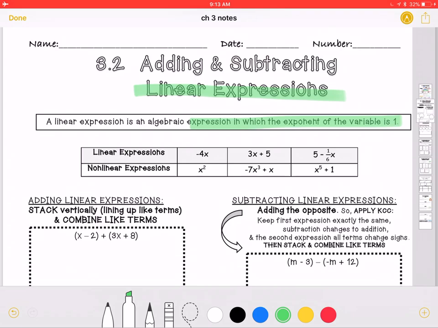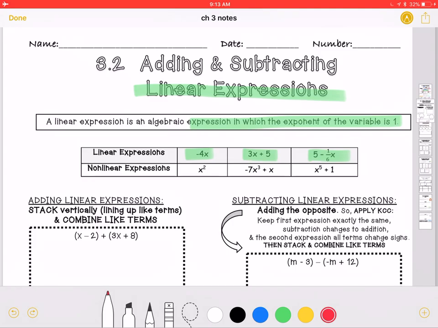So if I have negative 4x, that's linear. These are all examples of linear because if you notice, the variable doesn't have a power shown. It really does have a power because there's an invisible 1 there. I could put a power of 1 above all of these, but it's just 1. So if your exponent is 1, it doesn't have to be written. It's considered invisible, but it's really there.